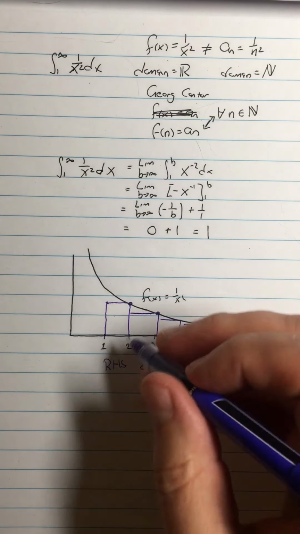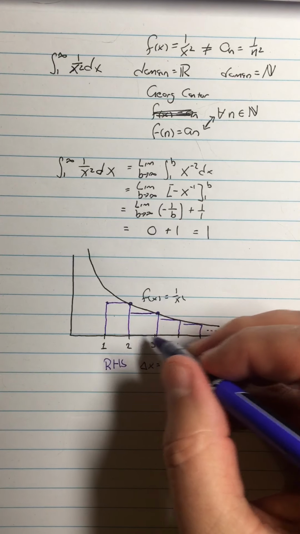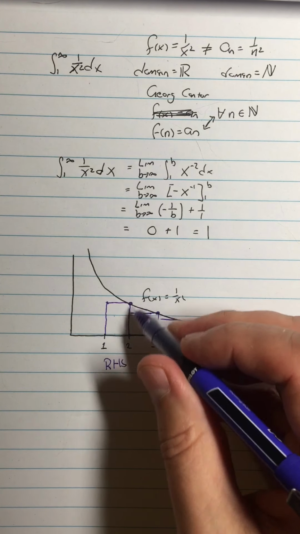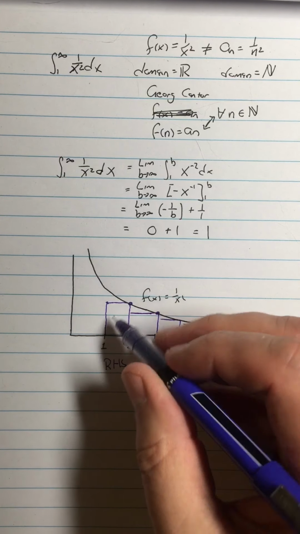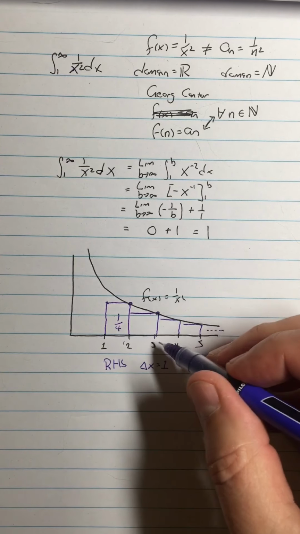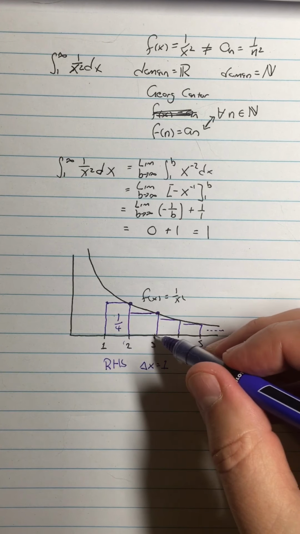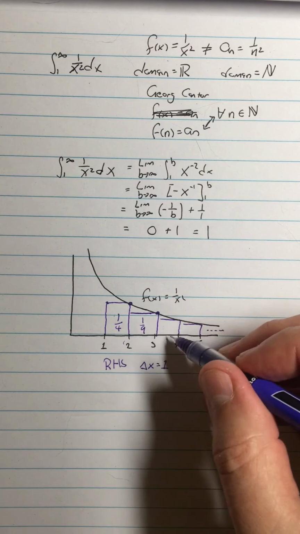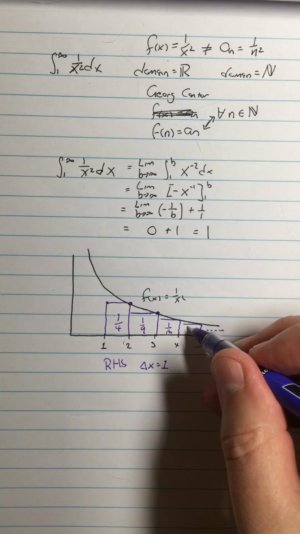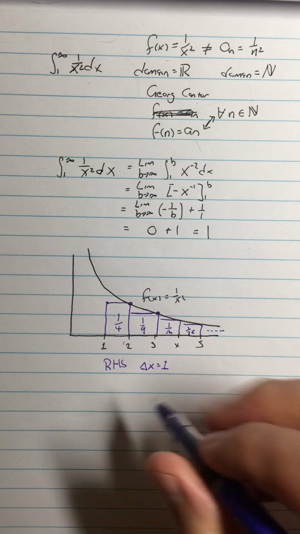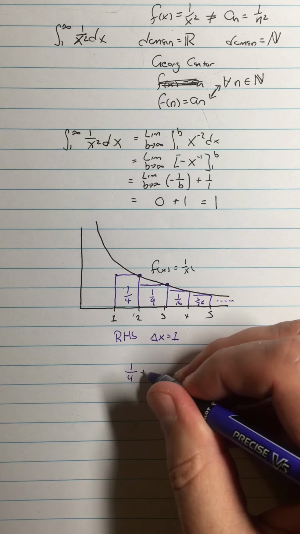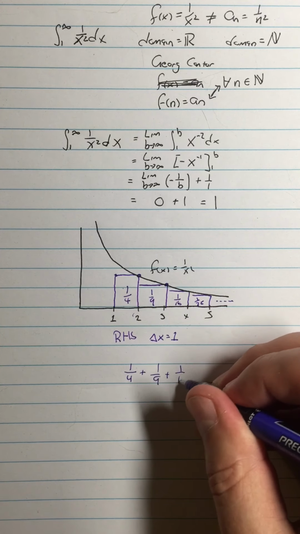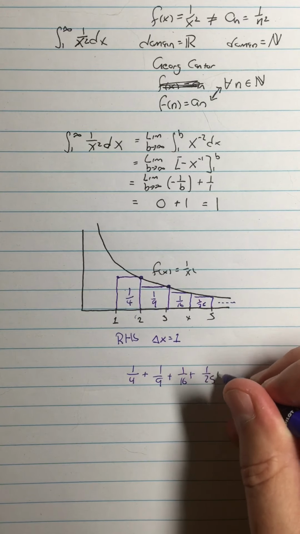But what is this sum? Well, our delta x's are all 1. So this rectangle is 1 times 1 over x squared. So it's 1 over 2 squared, 1/4. So this area is 1/4. This area is 1 times 1 over 3 squared, so it's 1/9. This one's 1/16, and so on. So in fact, this is actually a chunk of our series. Our series: 1/4 plus 1/9 plus 1/16 plus 1/25 plus etc.